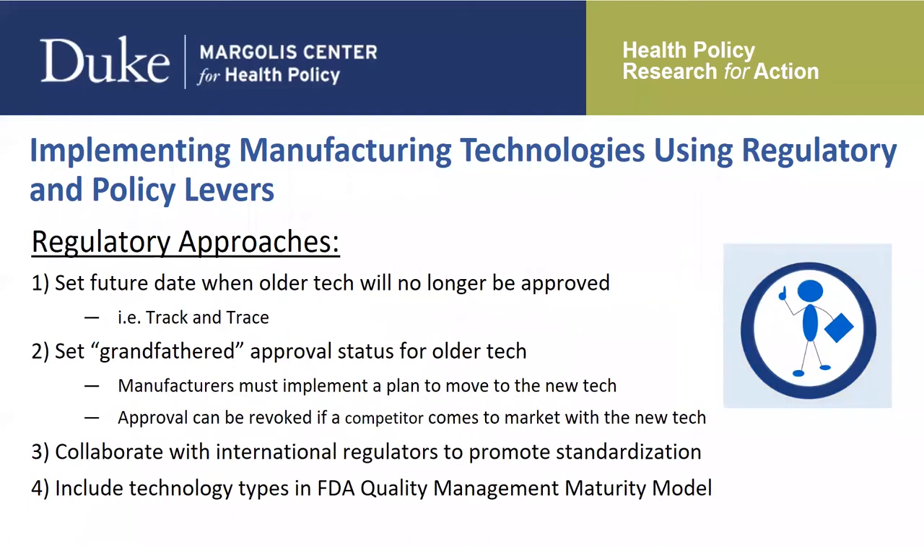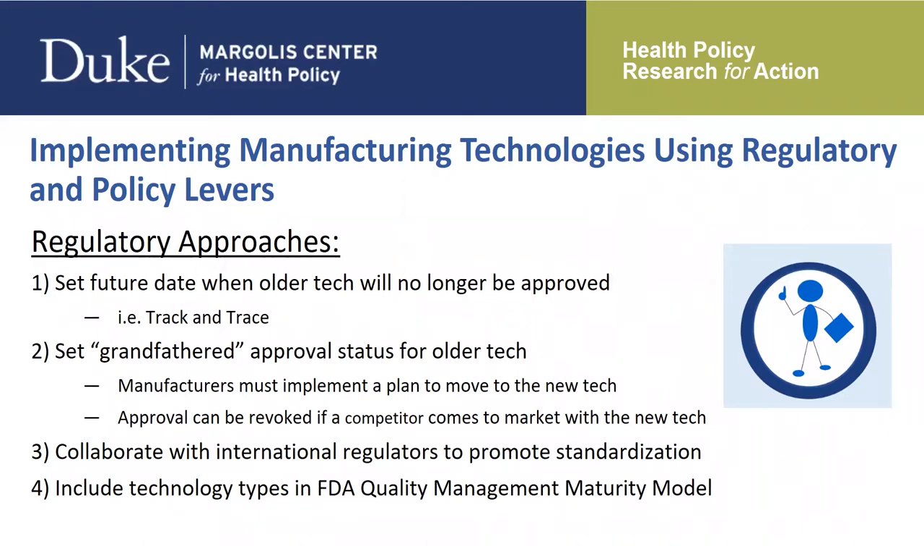From a regulatory perspective, there are some approaches that have been used previously that we could potentially learn from and consider utilizing for new manufacturing technologies, like, for example, setting a future date for when older technology may no longer be acceptable. So this was used for track and trace, for example, in the Drug Supply Chain Security Act, where a future date was set where manufacturers, if they're not complying with track and trace, that'll no longer be acceptable anymore. So that could be considered.